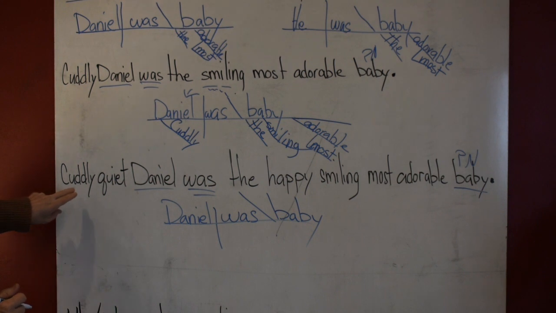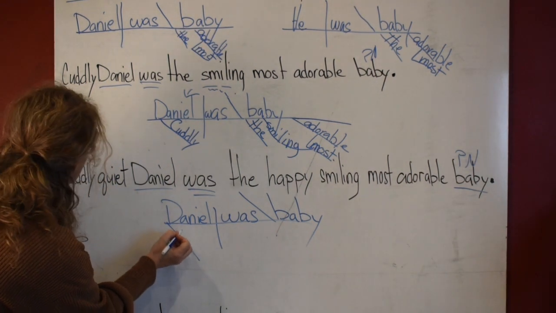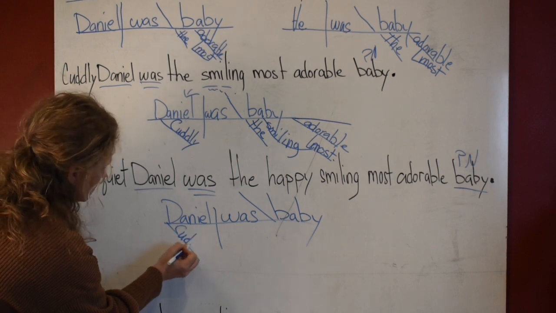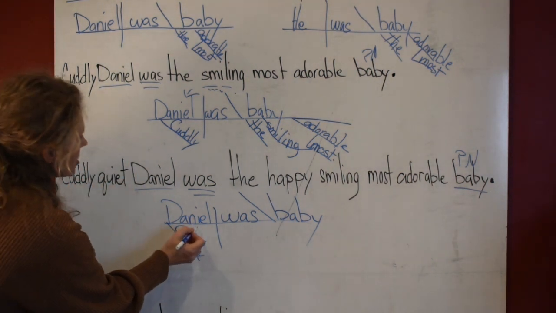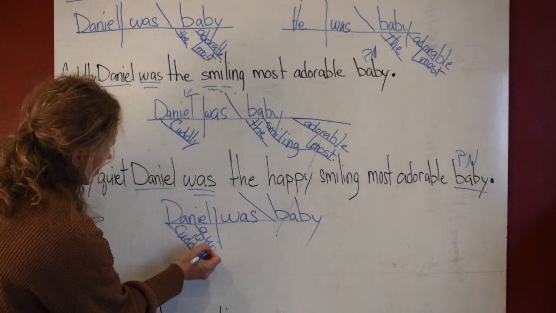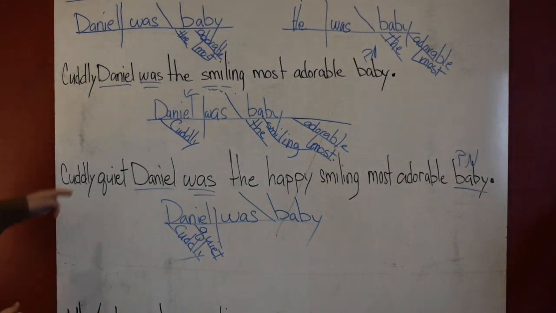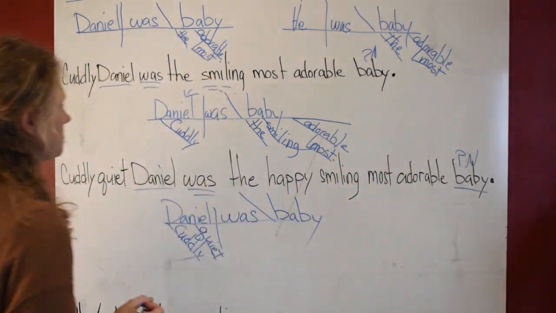All right, so now let's get in. We have cuddly, quiet. What's cuddly describing? Cuddly is describing Daniel. What's quiet describing? Quiet is describing Daniel. So you can have two adjectives right next to each other. So, cuddly, quiet Daniel was the happy, smiling, most adorable baby.